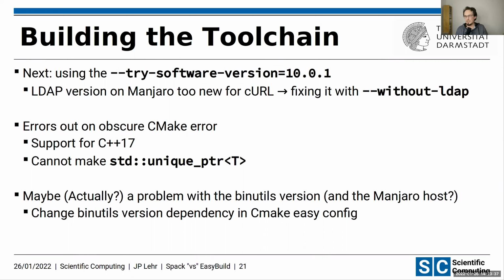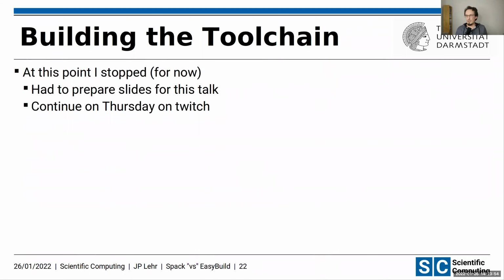So we then changed the binutils version dependency in CMake in the easyconfig, but that didn't lead to much success. And then we had actually two binutils versions in the whole dependency tree, because some of the packages were relying on 2.34 and others on 2.36.1. So that wasn't actually solving the problem. And by that time, I actually stopped just because I had to prepare the slides for this talk, right? So this was the end of the last Twitch stream.